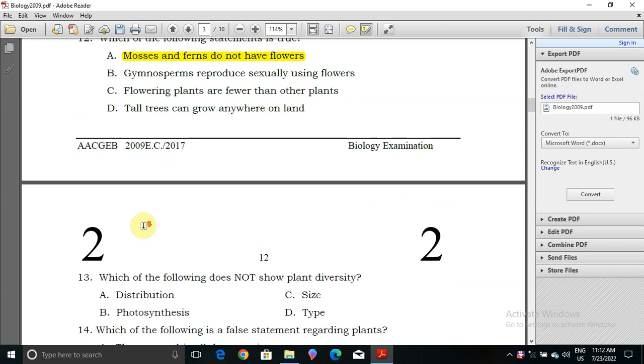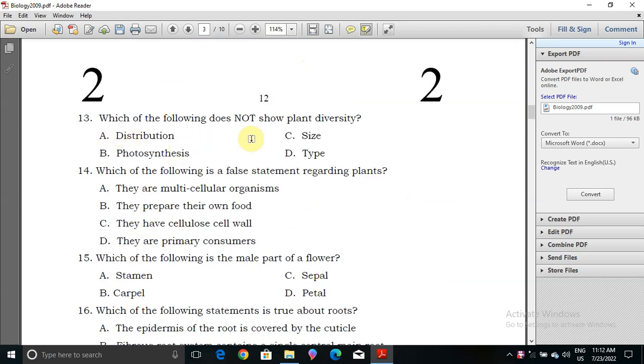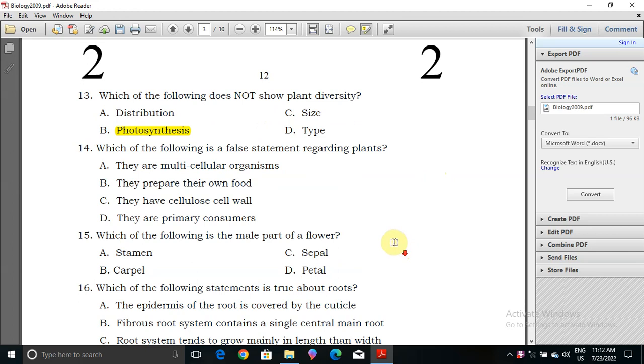Okay, now question number 13. Which of the following does not show plant diversity? It is asking for what does not. So it will be photosynthesis. Okay, now question number 14. Which of the following is a false statement regarding plants? So that means all of the choices are correct except one, which will be the answer.